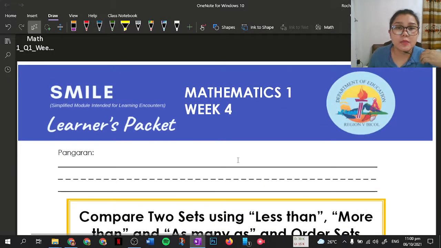This is Mathematics 1 for Week 4 using the Smile Learners Packet.